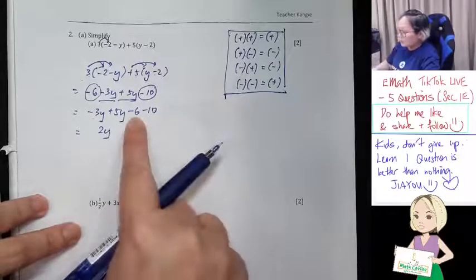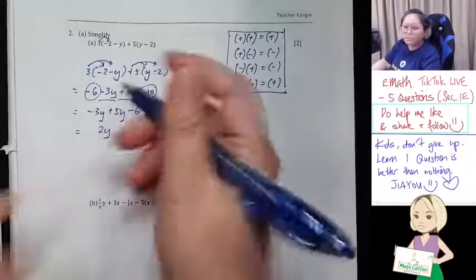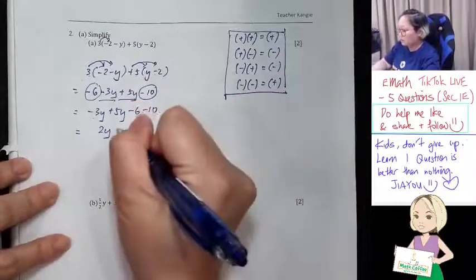Okay, so minus 6 minus 10. If you press the calculator, it gives you negative 16. So it's just minus 16.